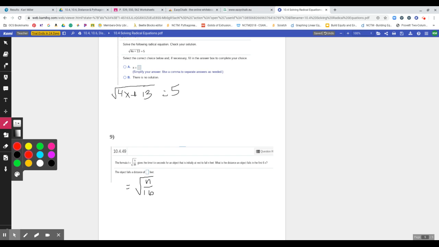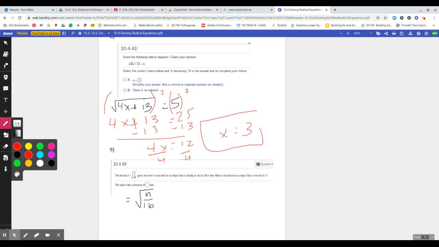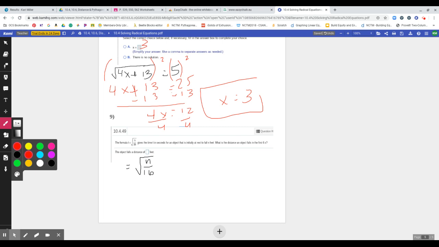All right, number 8. Again, we're going to square both sides. We already have the radical. So we get 4x plus 13 equals 25. Subtract 13. And 4x equals 12. Divide by 4. X equals 3. All right, and last one is another word problem.